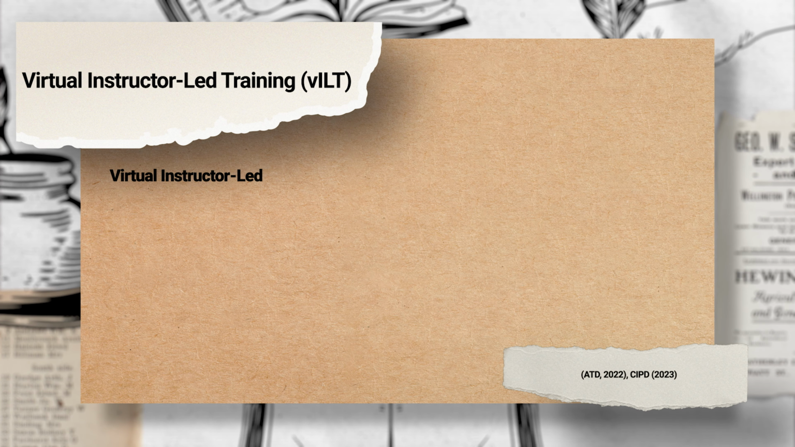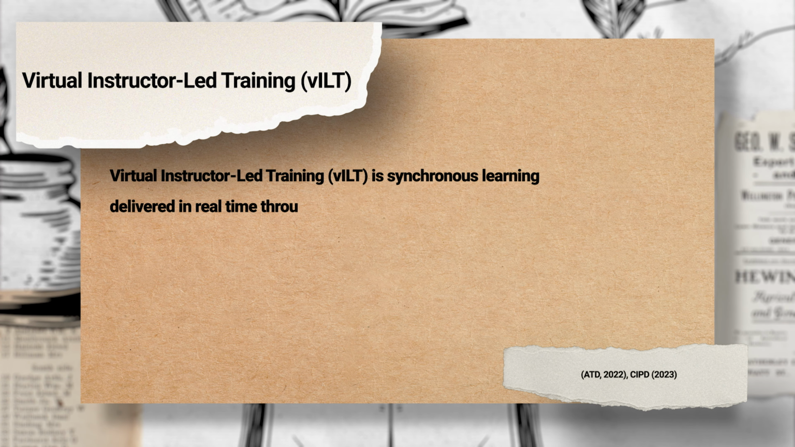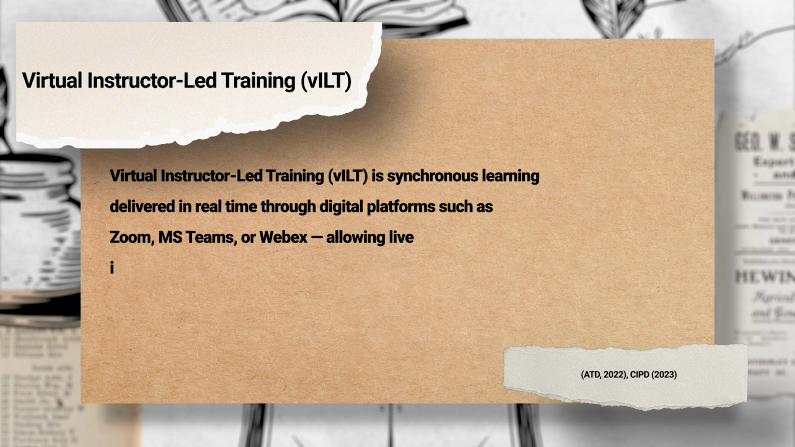According to the Association for Talent Development, virtual instructor-led training, or vILT, is synchronous learning delivered in real time through platforms such as Zoom, Microsoft Teams, or WebEx, allowing live interaction, discussions, and collaboration. It's still instructor-led, but the medium changes everything. So let's explore how the three key design areas, the room, the presentation, and the technology, translate into the virtual space.